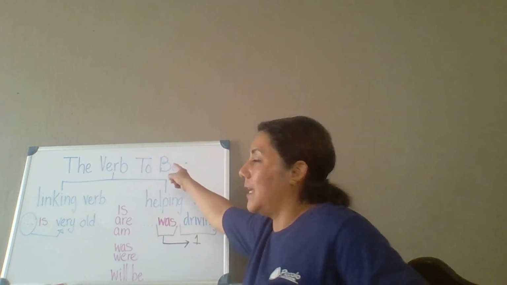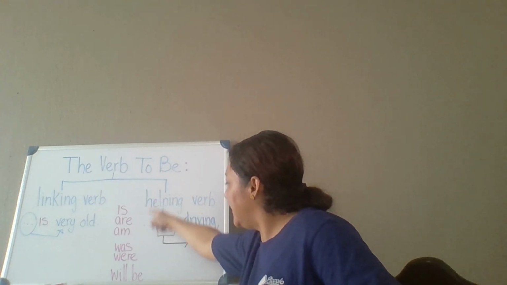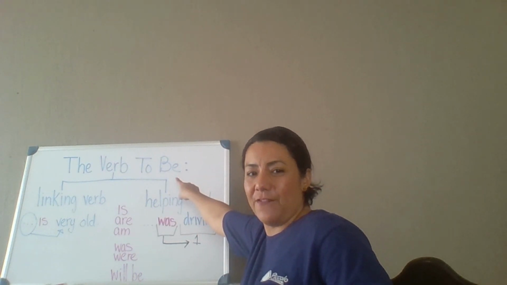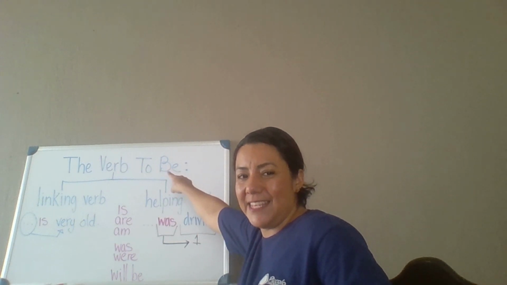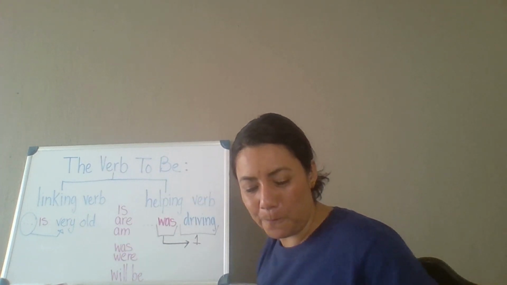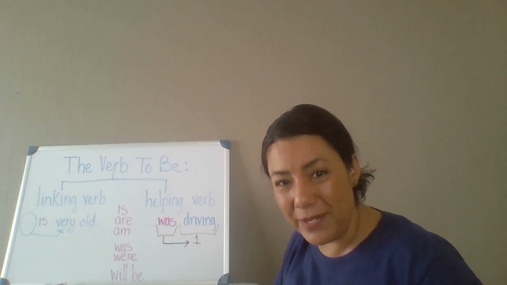infinitive. What is the infinitive? Oh, I did not write it. So it's 1, 2, 3, 4, 5, 6, and 7 different forms. This is the infinitive form, to be. That's number 5, to be.